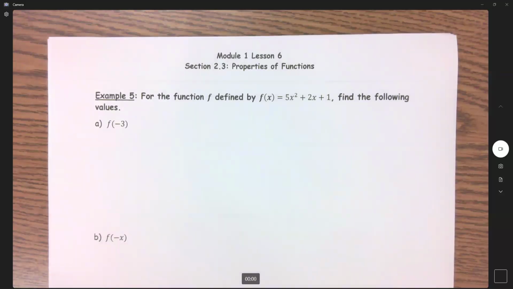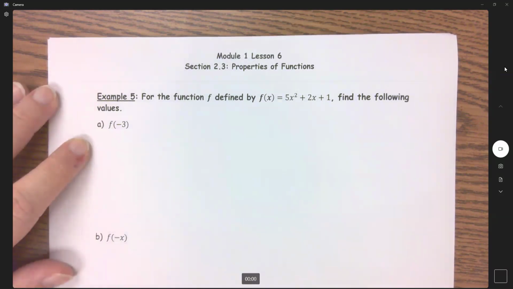Example 5 says, for the function f defined by f of x, find the following values. So this kind of piggybacks on our function notation as far as A and B go, and then C and D are going to set us up really nicely for the next part of this lesson, which is our difference quotient. So part A wants us to find f of -3.